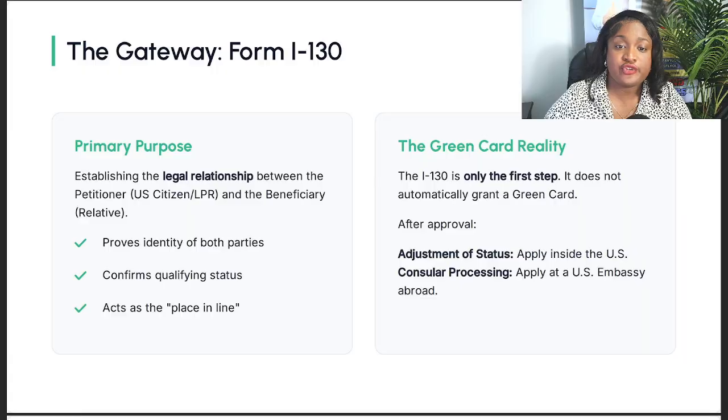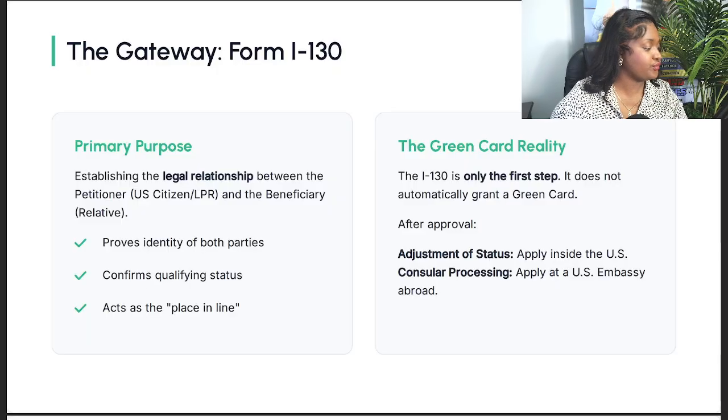So let's talk first about the form, the I-130. This is where they establish the legal relationship between the petitioner, the US citizen or the LPR, and the beneficiary. So you need to prove identity for both parties. You need to confirm qualifying status, and for some, you will know your place in line. We're going to get over that in a few.